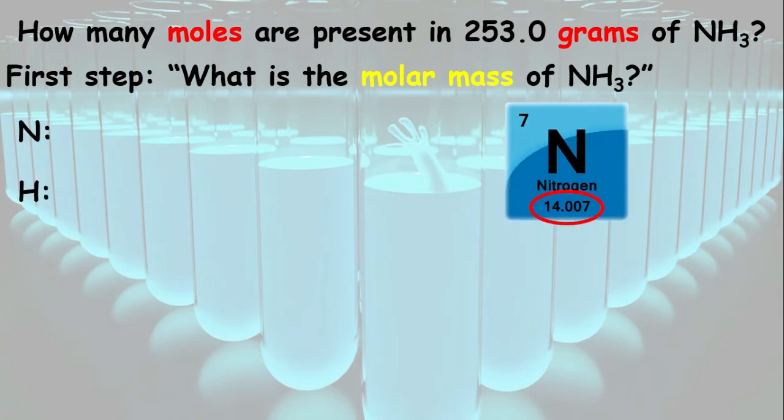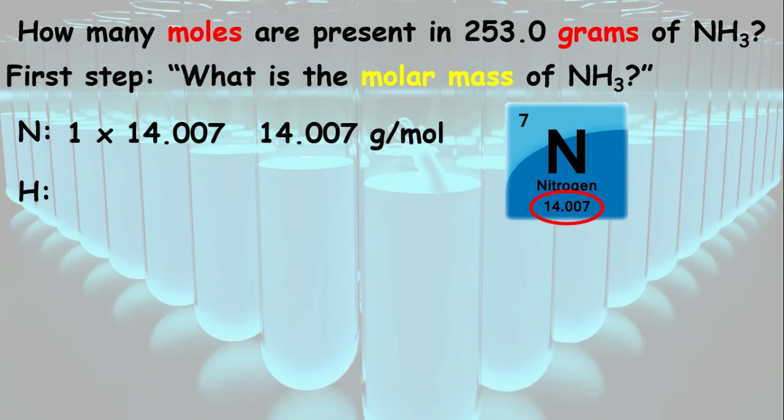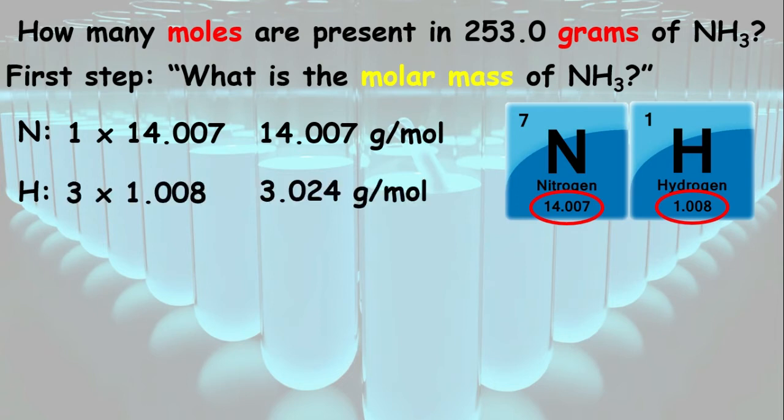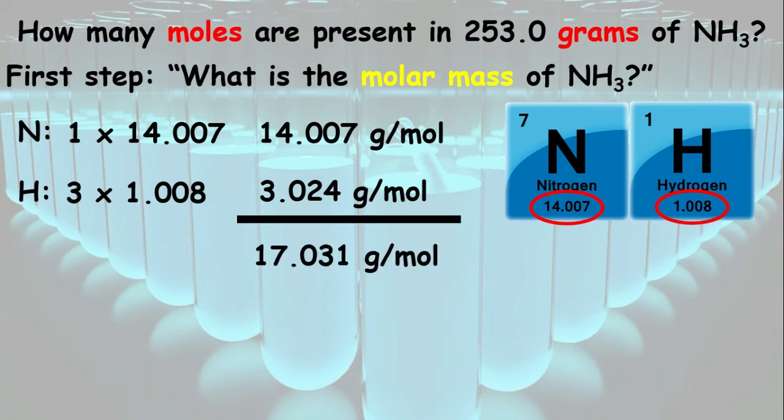Nitrogen has 14.007, and since you have one atom of nitrogen, just multiply it to 14.007. This will give us 14.007 grams per mole. Now, for hydrogen, you have 1.008, and you have 3 atoms of hydrogen. This will give us 3 times 1.008. The answer will be 3.024 grams per mole. Now, you get the sum of these two. This will give us 17.031 grams per mole. So the molar mass of ammonium is 17.031 grams per mole.